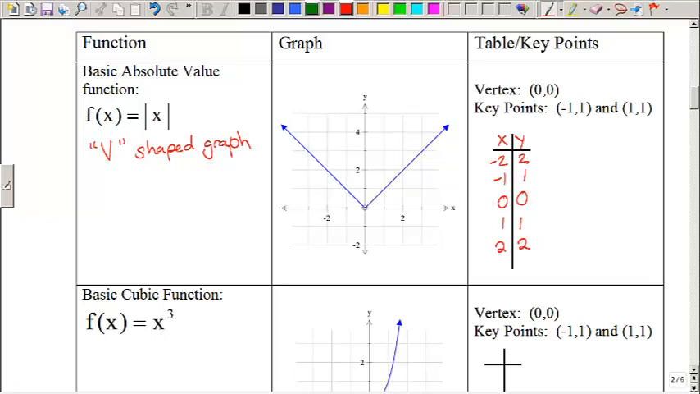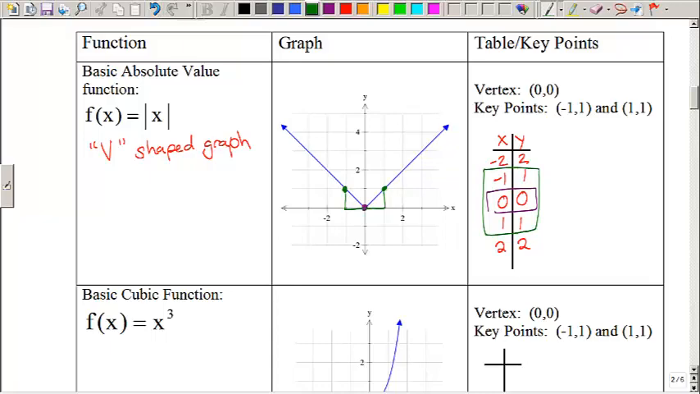The key points that you'll need to know are, first, you need to know the vertex. Again, that vertex is 0, 0. The key points that we need to know on this particular function are -1, 1, and 1, 1. One way to remember that is just to go right 1 and up 1, and left 1 and up 1, and make your V shape.